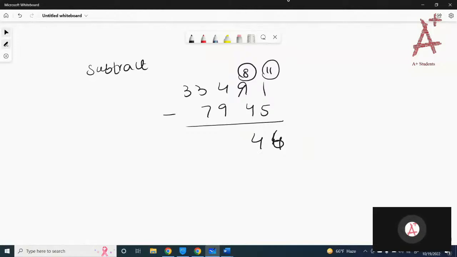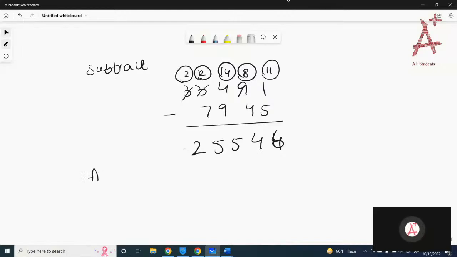Now you have to subtract the hundreds digits. You cannot subtract 9 from 4, so you need to borrow 1. It would be now 14, and here you are left with 2. So 14 subtract 9 is 5. Now you have to subtract 7 from 2, but you can't because 2 is smaller than 7, so you need to borrow 1. It would be now 12. So 12 subtract 7 is 5. And you need to bring that 2 down as it is. Got it? So it would be 25,546. Got it?